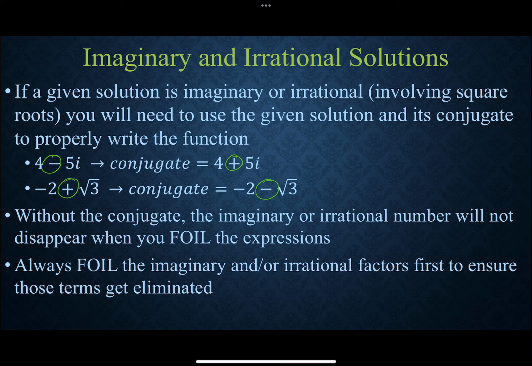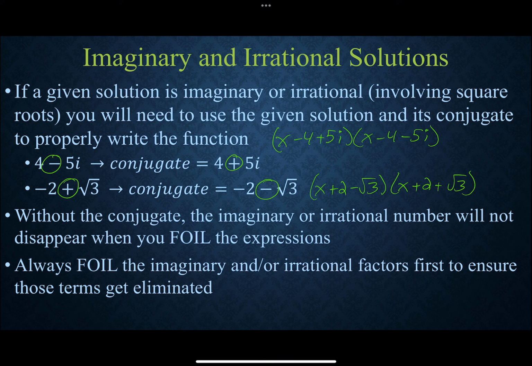Writing them as the factors, again, like with the expressions, everything is the opposite. So a positive 4 would be minus 4, negative 5i would be plus 5i. And then positive 4 is negative 4, positive 5i is negative 5i. And then with the radicals, negative 2 is a plus 2, plus root 3 would make it negative root 3. And again, negative 2 is a plus, negative root 3 is a plus also. And then you FOIL with those expressions.